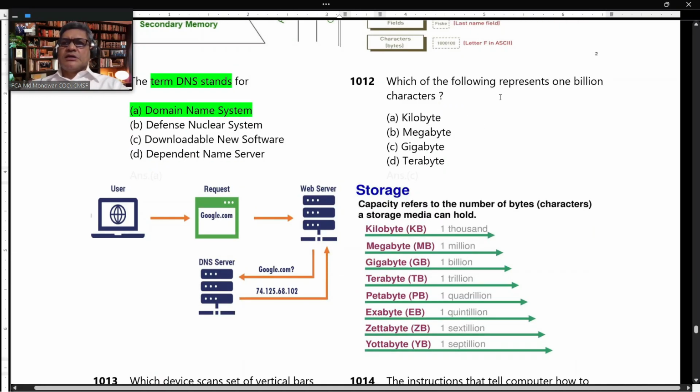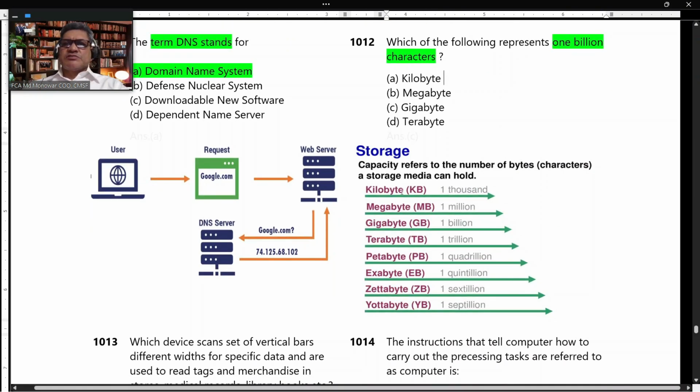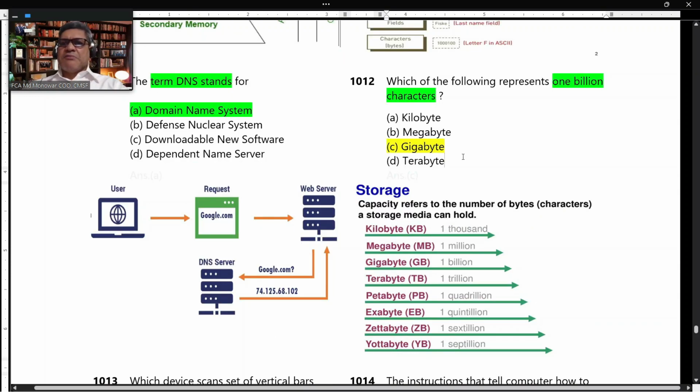Which of the following represents 1 billion characters? If we see the storage capacity, kilobyte means 1000 characters, megabyte 1 million, gigabyte 1 billion, terabyte 1 trillion, this way. So here 1 billion means gigabyte. So gigabyte represents 1 billion characters.